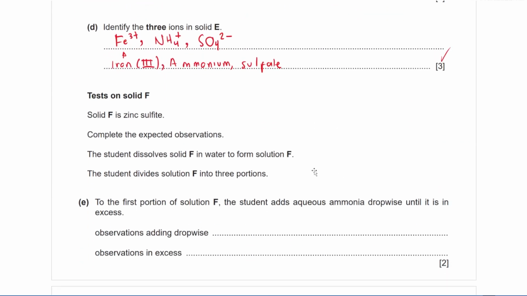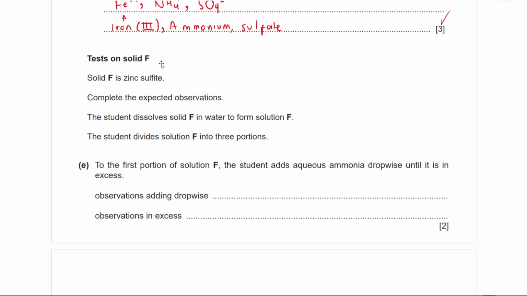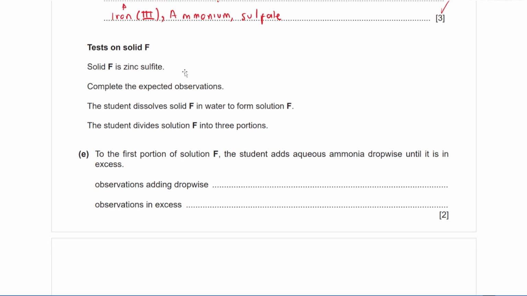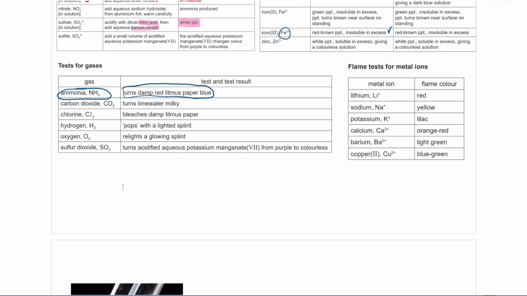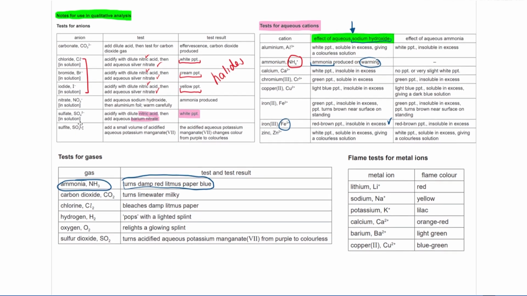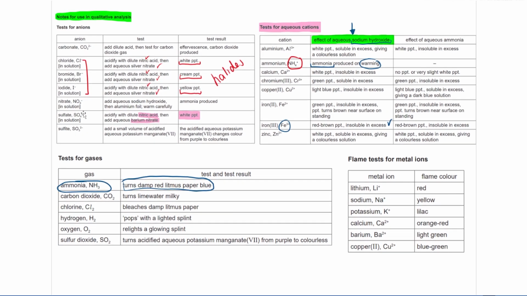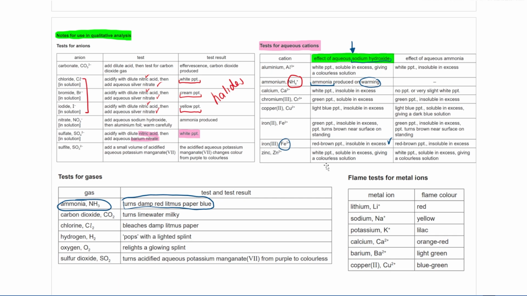Okay. And now, tests on solid F. And you already know that solid F is zinc sulfide. So zinc sulfide is pretty simple. Zinc, and remember sulfide. Oh, no, I don't remember the sulfide ion. Don't worry. Look at this. You have all the ions here. So sulfide, sulfate, nitrate, whatever you need, you have it here.